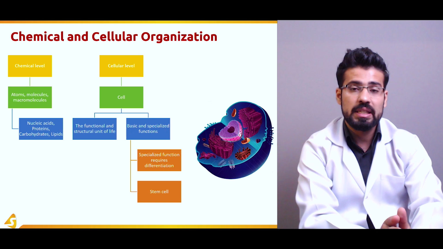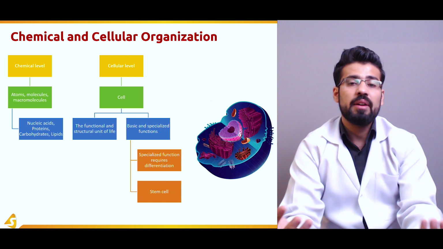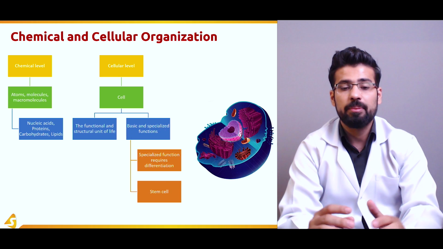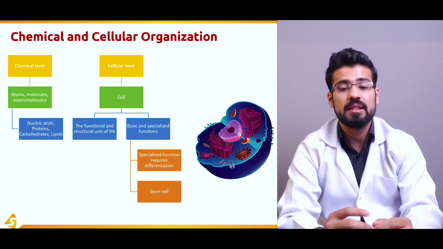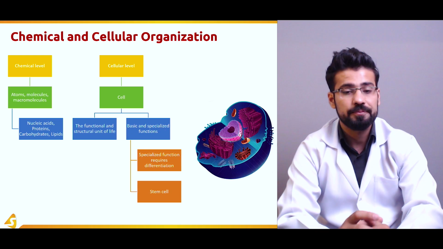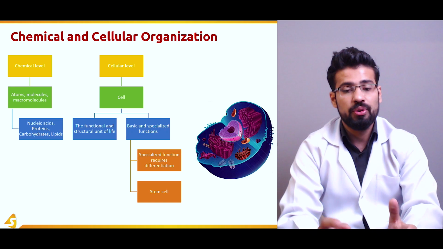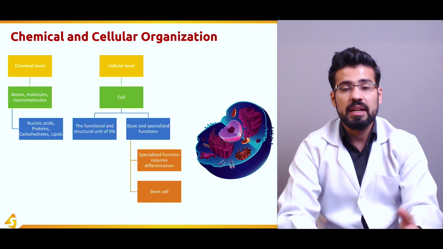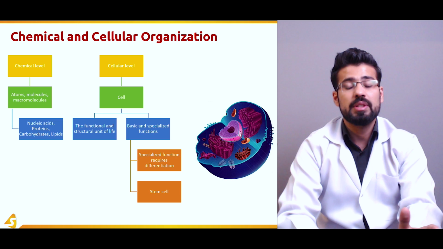Now this was the chemical level. Coming towards the cellular level. The cellular level is the level of a particular cell, and the cell has a functional and structural role, and it has basic and specialized functions. The structural role provides the shape, along with the functions of the cell, which is to carry out the normal physiology and keep the homeostasis.